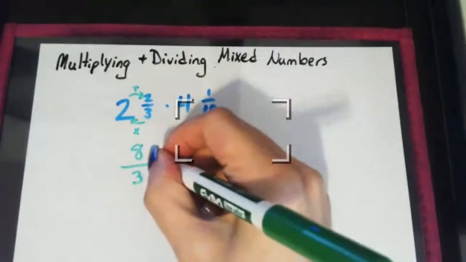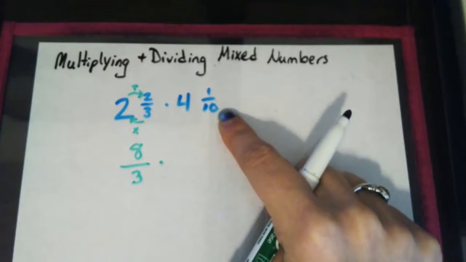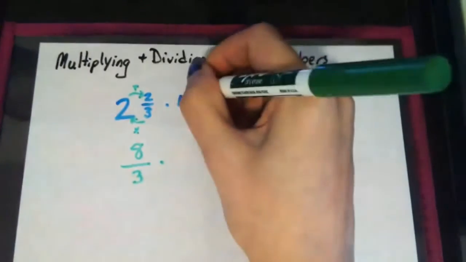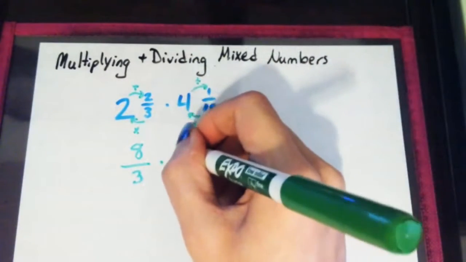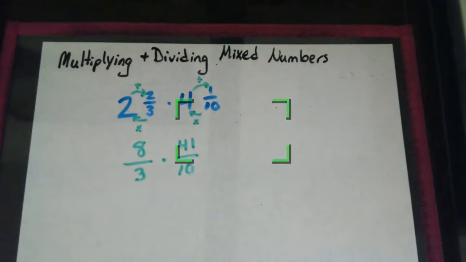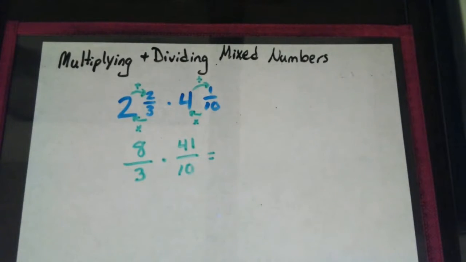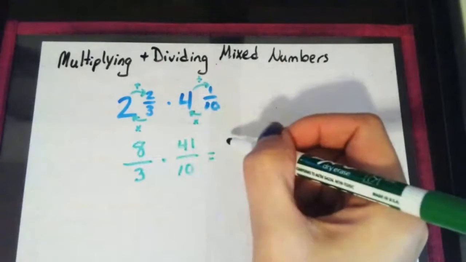And then we have times. We're going to change our next mixed number into an improper fraction as well. So 10 times 4, that's 40. We're going to add one more, and that gives us 41 over 10. Now you're probably going to want a calculator handy because these are some big numbers. When it comes to multiplying and dividing fractions, this part is super great because there's almost no work on your end. When we're multiplying fractions, we go straight across.